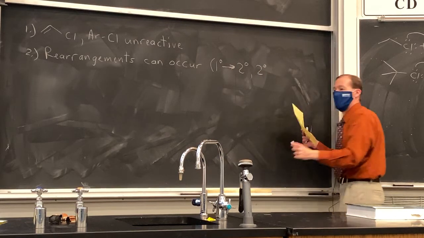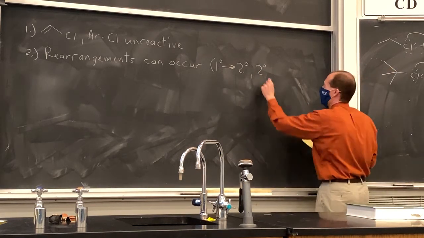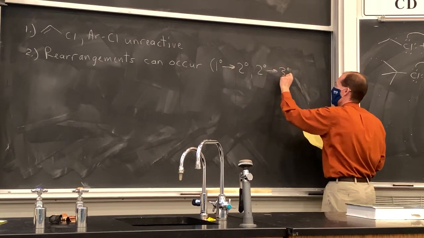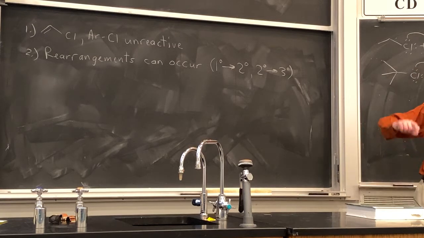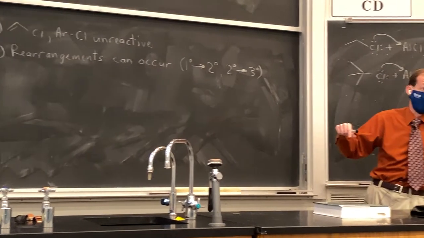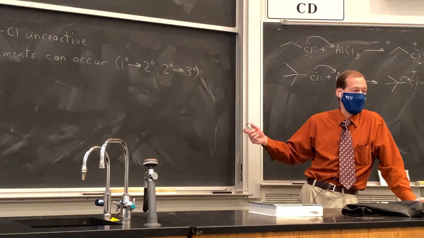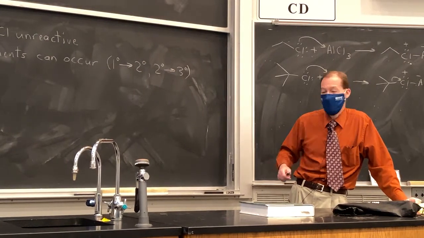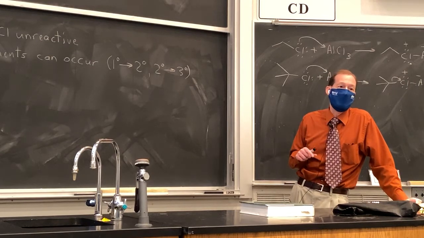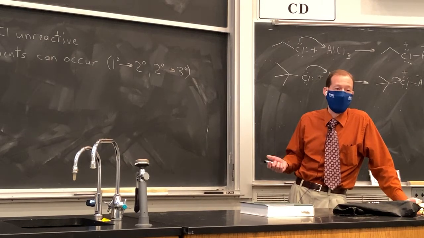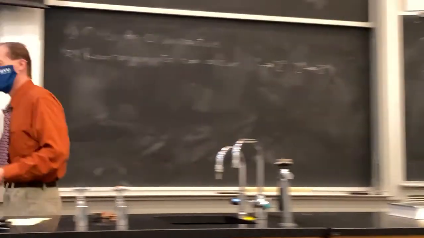And then when we form secondary carbocations, if it's possible for those secondary carbocations to rearrange to generate tertiary carbocations, that can happen. So many times, if we're using a primary alkyl halide in a Friedel-Crafts alkylation, we end up with a secondary alkyl group attached to our benzene ring because of the rearrangement. If we're using a secondary alkyl halide, we're oftentimes ending up with a tertiary alkyl group attached to our benzene ring. So how does this happen?